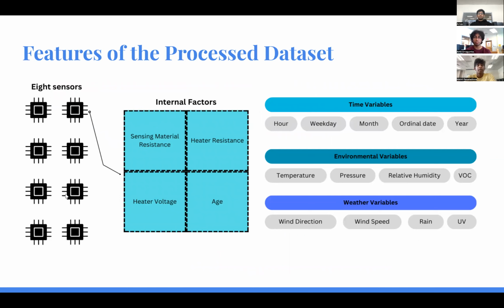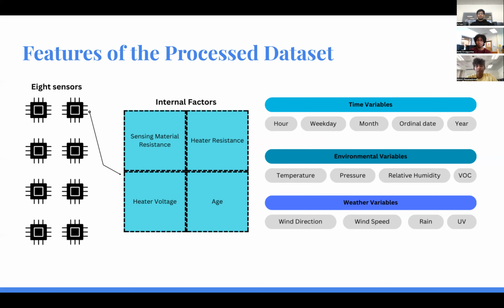And so now for features of our finalized data set. So as Amit mentioned before, we have the 8 sensors, which represent the chemoresistive materials that interact with the air. And for each of those sensors, we have 4 other factors, which are the actual electrical resistance, the heater resistance, the heater voltage, and the age of the sensor.